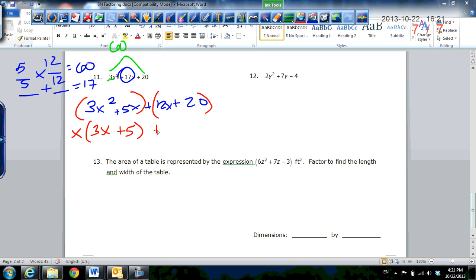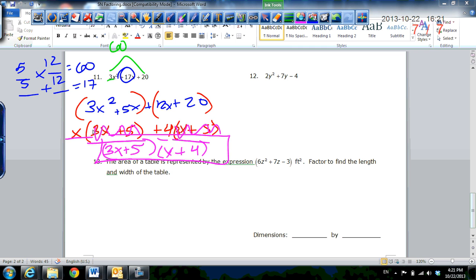The next two, what can we take out? A 4. So I'm left with 3x plus 5. The cool thing about this is they match. They will always match. And when they do match, I rewrite it once. I cross them both out, and then I rewrite what's literally left over. In this case, x and a plus 4. And that's when I'm done.